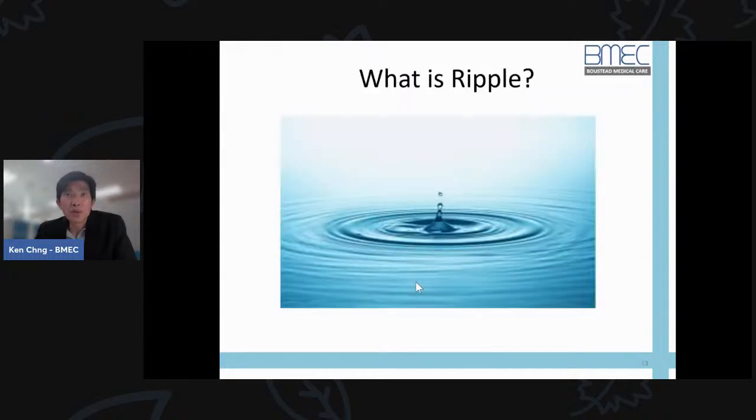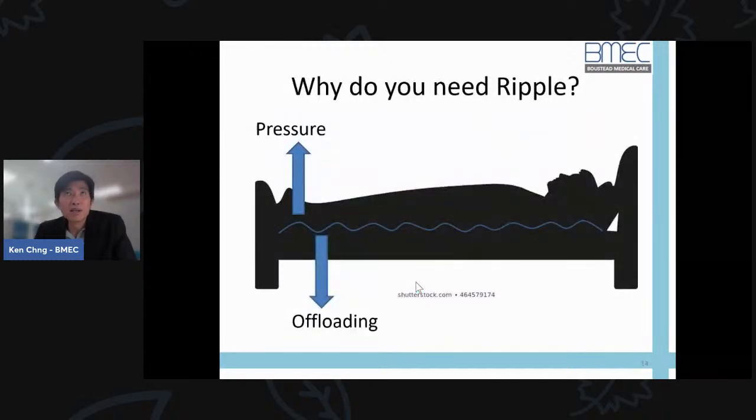So what is rippling? Sister Camelia has talked about this, but I'm going to illustrate it a little bit. You see pressure going upwards, offloading, and then the opposite direction. The rippling air mattress is supposed to help you offload the patients, to keep the pressure away as much as possible, and that prevents pressure sores from setting in.